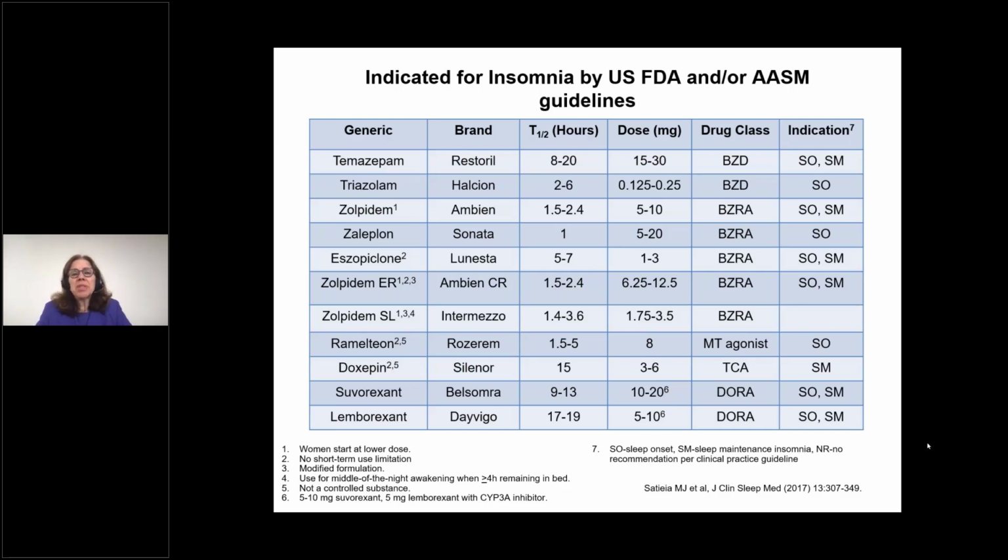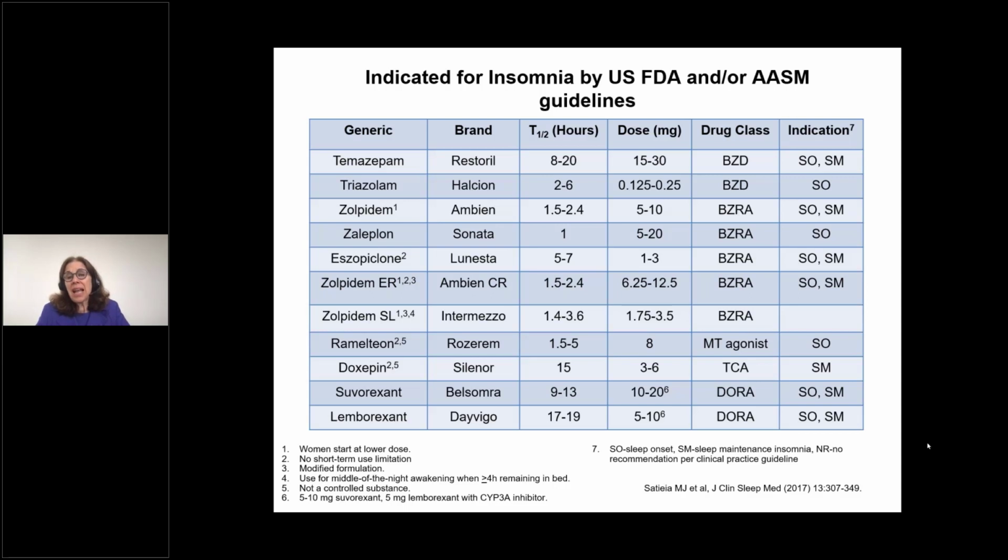They are controlled substances, and we try to avoid their use in people who have had any problems with substance abuse. They are also, as a class, generally not recommended for use in people over the age of 65 by the Beers criteria. We have a couple of other agents that work by different mechanisms, and these have been tested in older adults, including Ramelteon, which is a melatonin receptor drug.